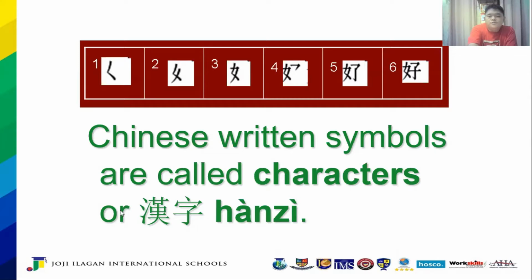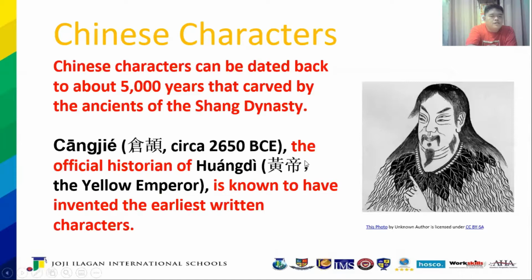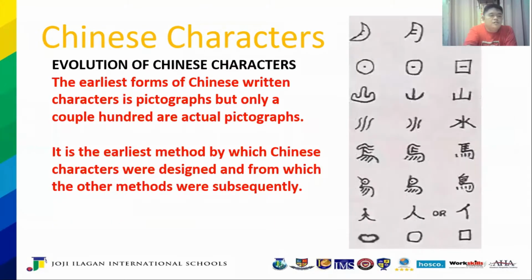Okay, so let's review some of the history of Chinese characters. Again, Chinese has evolved since the Shang Dynasty around 5,000 years ago. And it is believed that Changjie, the official historian of Huangdi, the Yellow Emperor, invented the earliest form of Chinese characters.